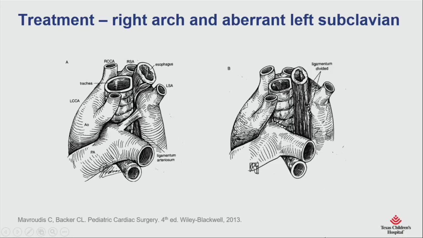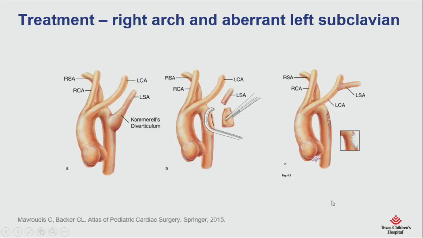So ideally, for these patients, if possible, the treatment of choice is to excise the diverticulum and reimplant that left subclavian into the left carotid artery, which is a more involved operation, but still done through a left thoracotomy. And the series show that this is a better operation, unless you divide the ligamentum, and there's a huge space, and the carotid is very far away, and it's not going to be an easy translocation from a technical standpoint.